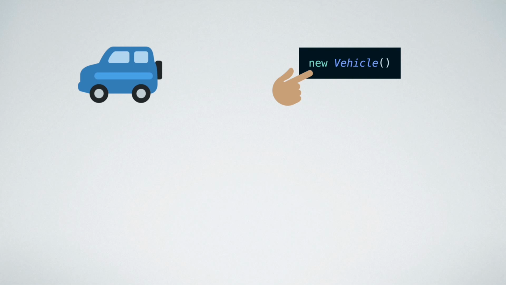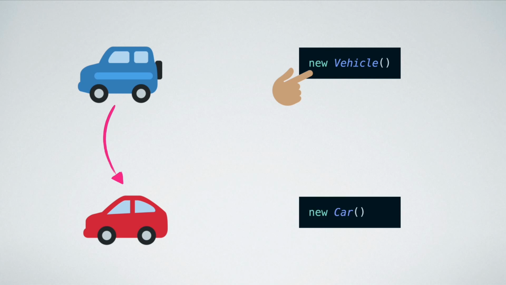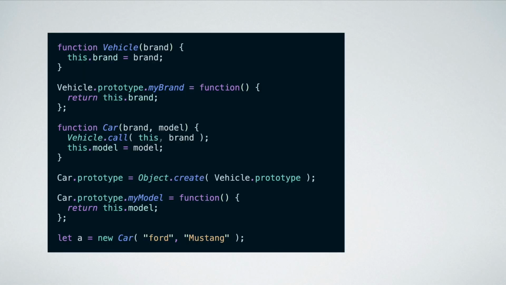Let us say that we want to have a vehicle object. We should be able to create several vehicle instances using the new keyword. Then we should have a car object that has a prototypal relationship with the vehicle object. We should be able to create several car instances using the new keyword as well. This is what the code to get that sort of a behavior looks like. Quite complex, isn't it? Let's explore it line by line.